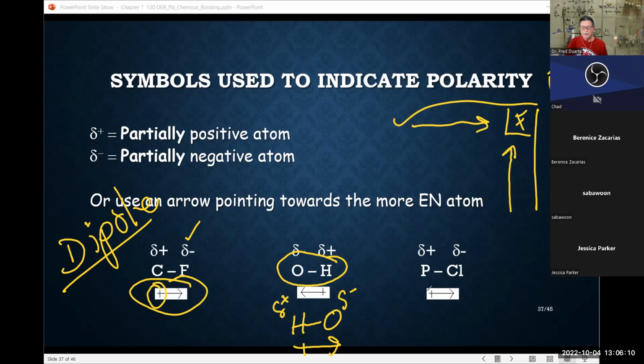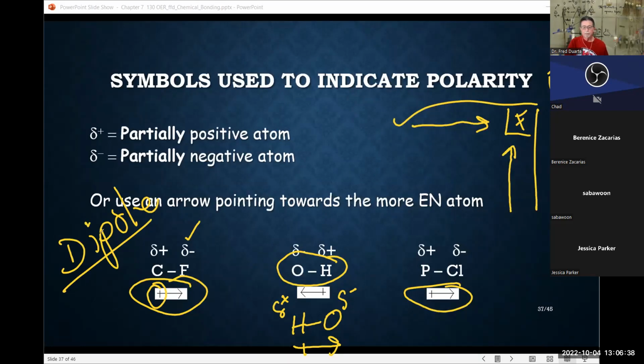And then in this scenario, we have phosphorus and chlorine. The fact that you have a halogen there again tells you the halogen is going to win out with respect to the pull of the electrons. So there's a dipole going toward the chlorine, with the partial negative on the chlorine and the partial positive on the phosphorus.